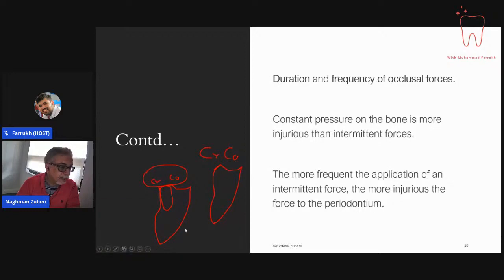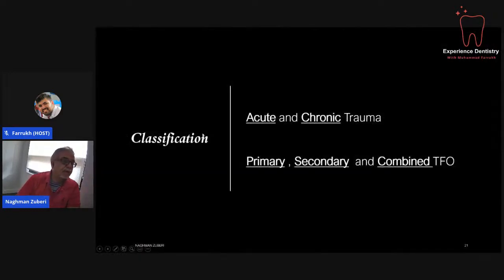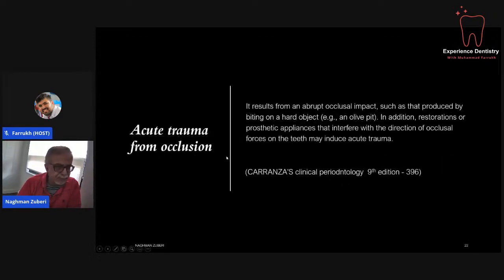So how do we classify the trauma? Trauma is either acute or chronic. We also classify it as primary, secondary or combined. Secondary and combined are almost similar, differing in only a very minute way. The major types are primary and secondary.